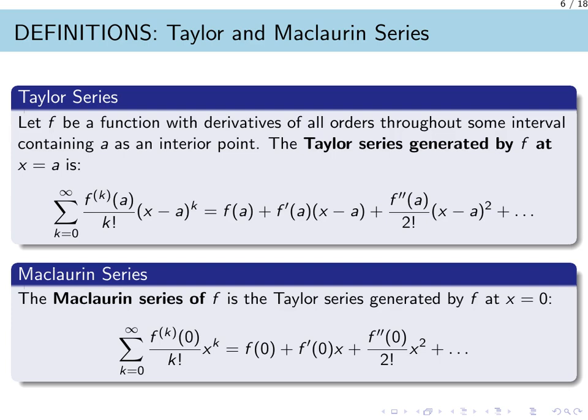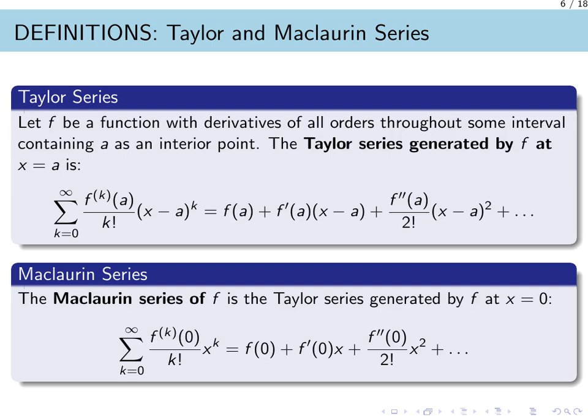First, the Taylor series is generated by a function f at a center point, x equals a. The series is a sum of terms where the coefficient for the term, the quantity x minus a to the power of k, is given by a fraction. The numerator of that fraction is the kth derivative of f evaluated at a, and the denominator is k factorial.